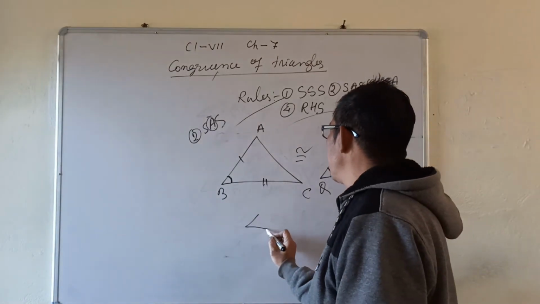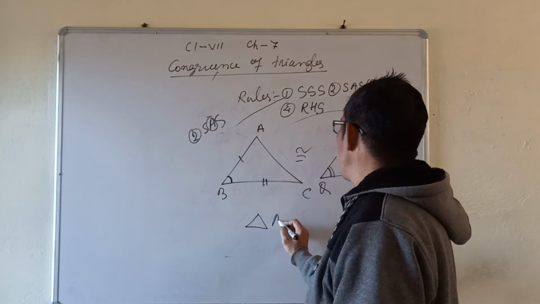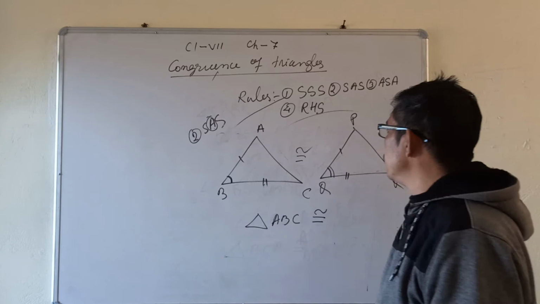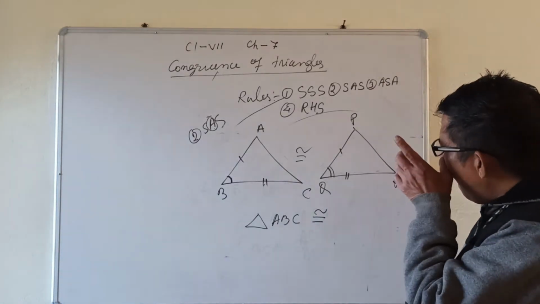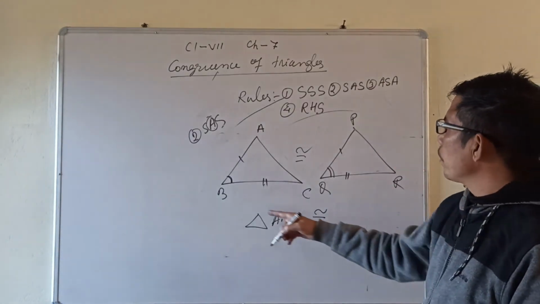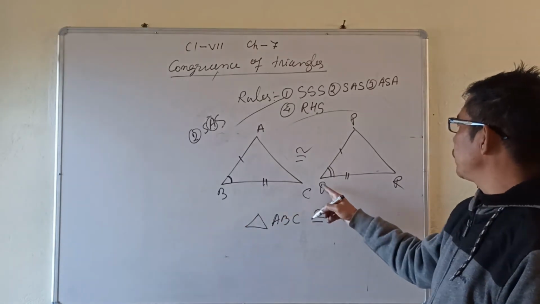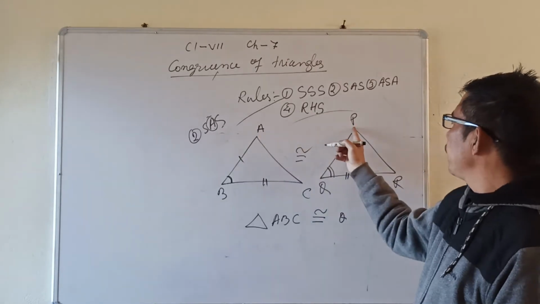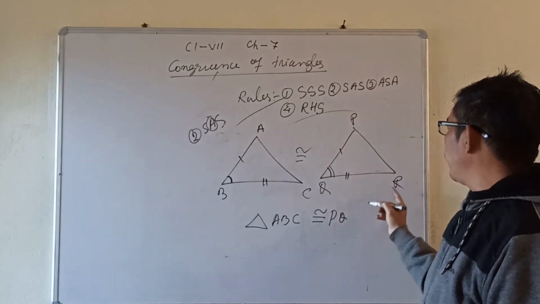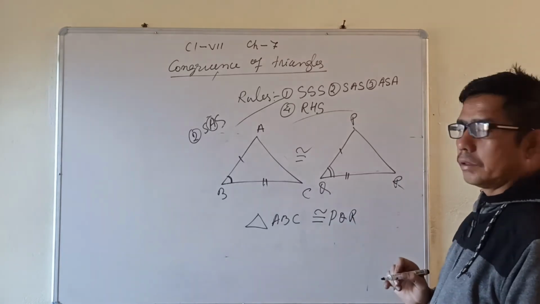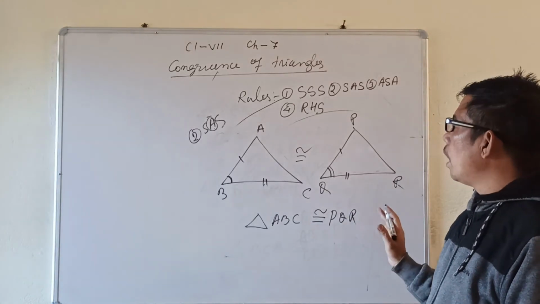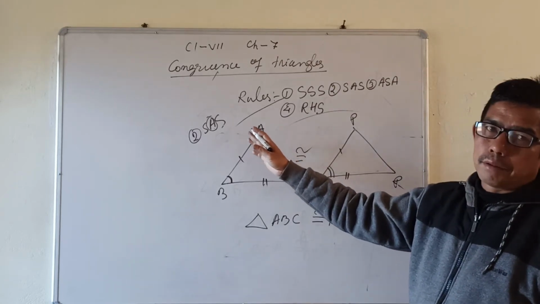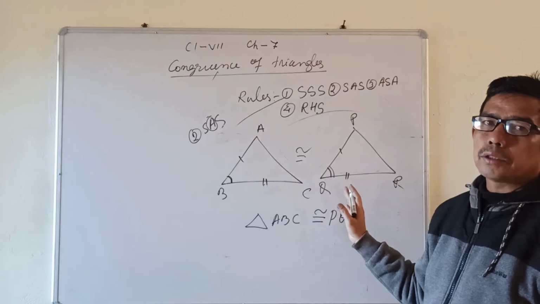So we can write triangle ABC is congruent to triangle, B plus what will become? B plus will become Q, and A plus will become P, and the remaining should be this. So this is the rule, that is side angle side, to prove two triangles congruent.